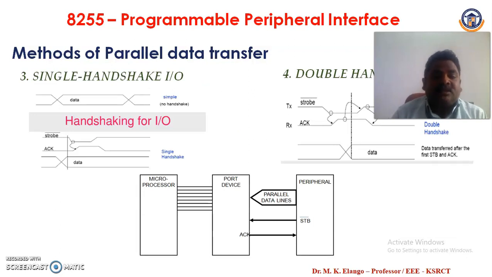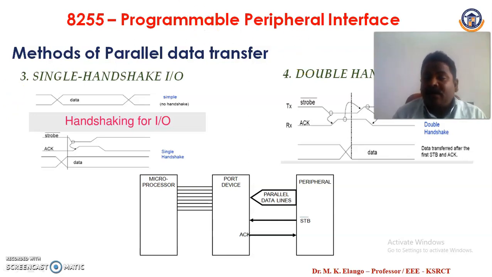And the third method, they are using two handshaking signals. One is the strobe signal and another one is the acknowledgement signal. The strobe signal is normally transferred from peripheral devices, and the acknowledgement signal is normally transmitted from port devices to peripheral devices. From these two signals, the port comes to know that peripheral devices are ready to transfer the data, and the port device is also ready to accept it. By checking these two conditions, data is transferred. This is called single handshake I/O.